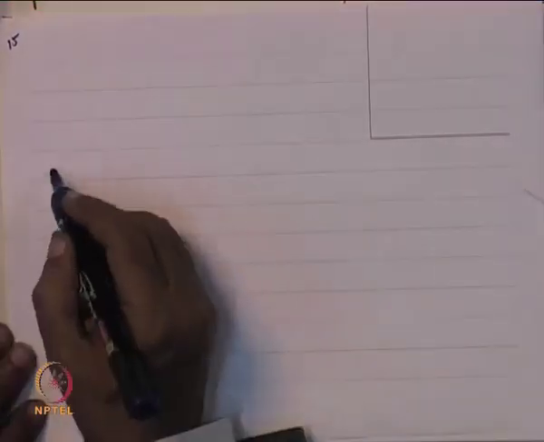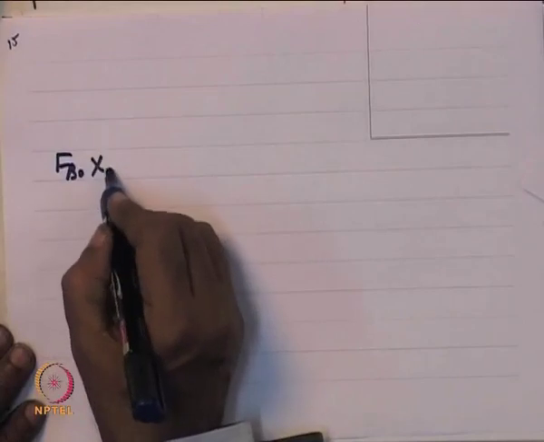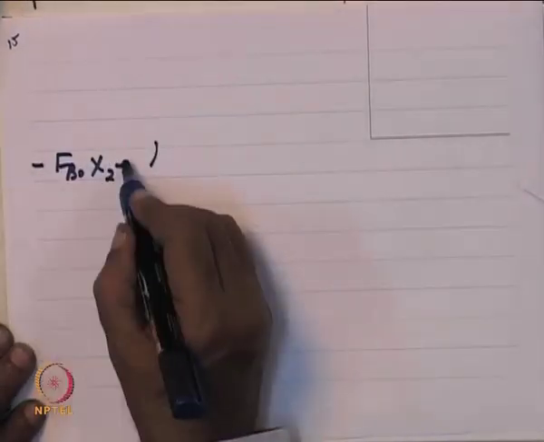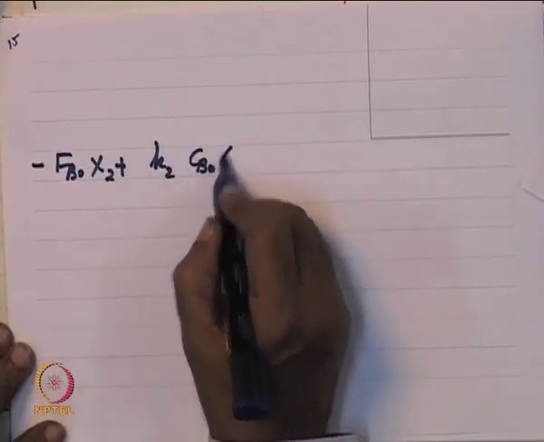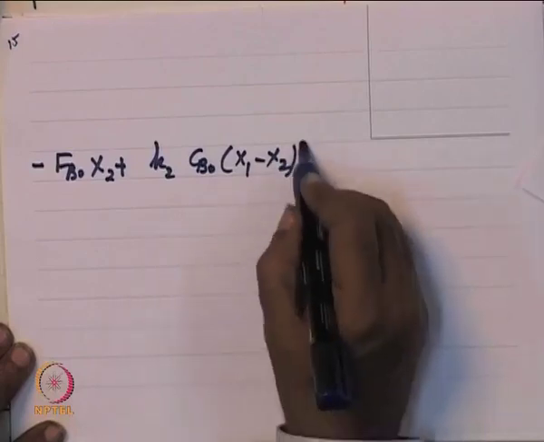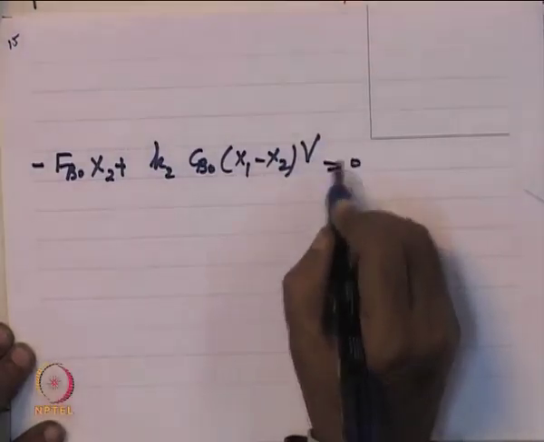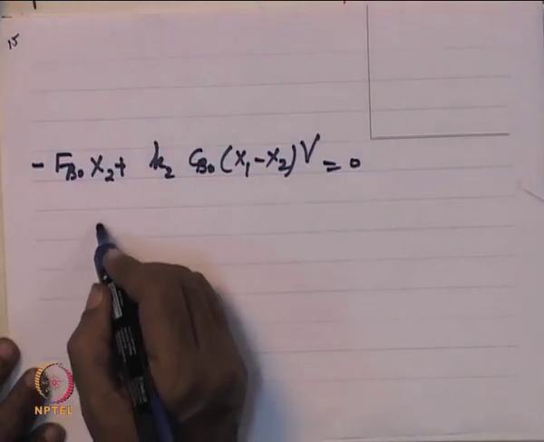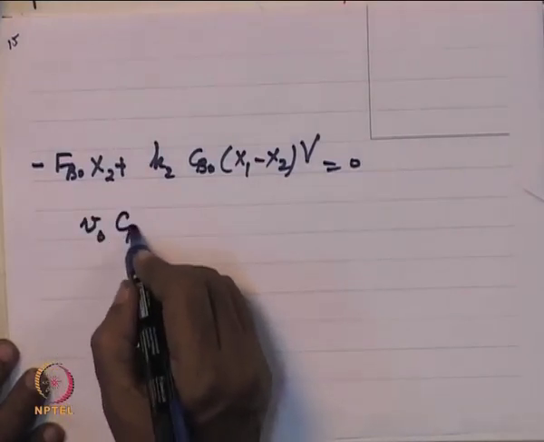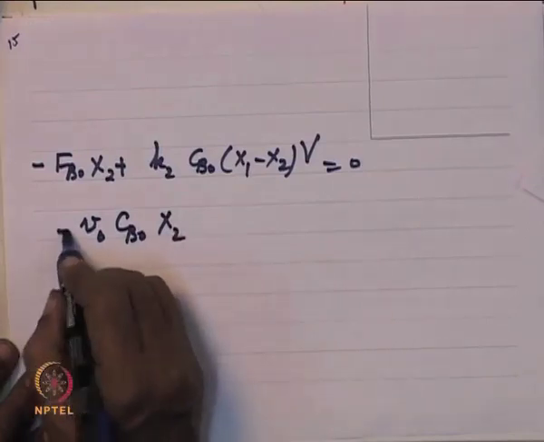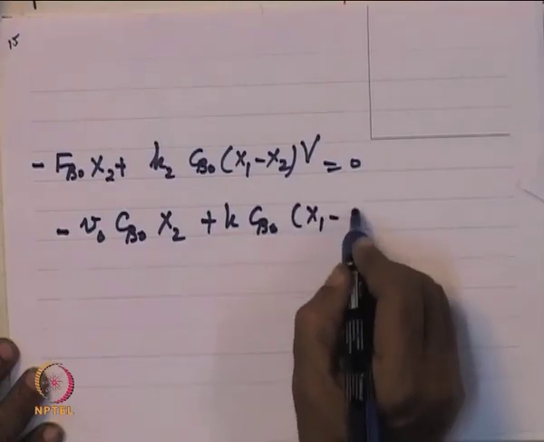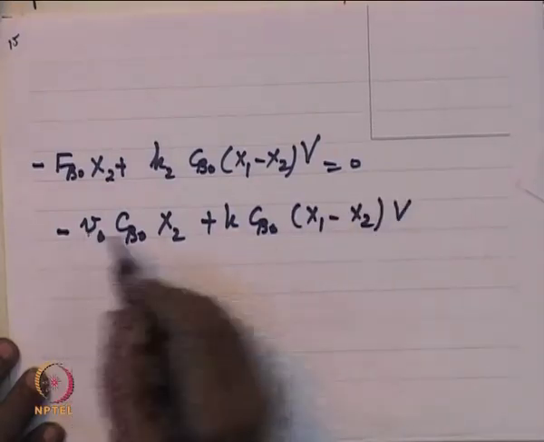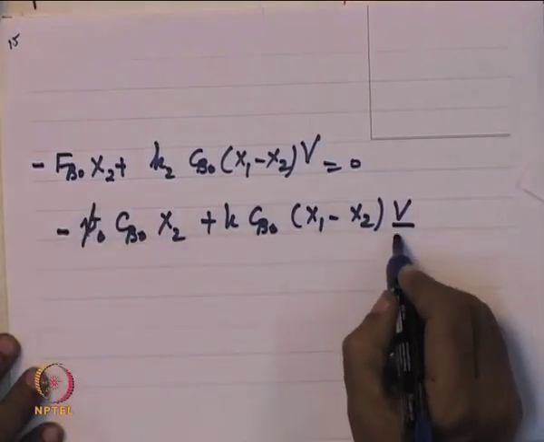So, what do we get for dichlorobenzene? For dichlorobenzene, F_B0 X2 plus K2 times C_MB times V, minus C_B0 times (X1 minus X2) times V equal to 0. So we can collect coefficients, and therefore we get V0 C_B0 X2 plus K2 C_B0 (X1 minus X2) times V; divide throughout by V0, and this becomes tau.